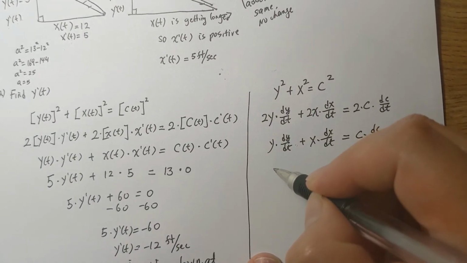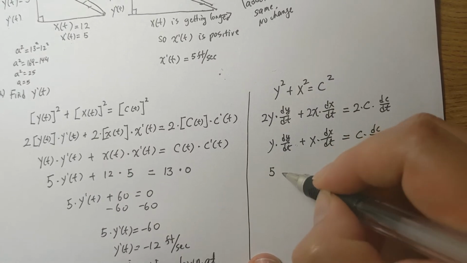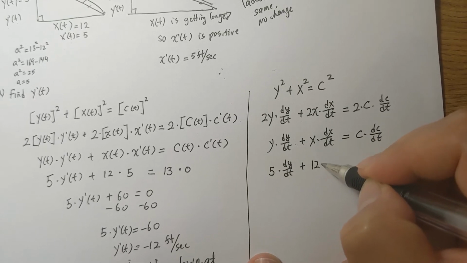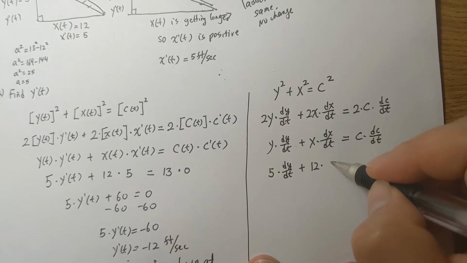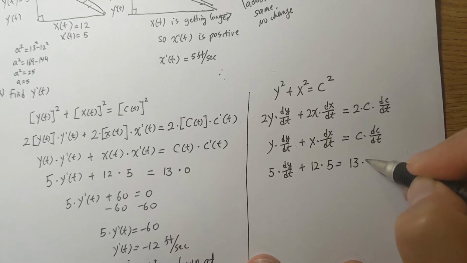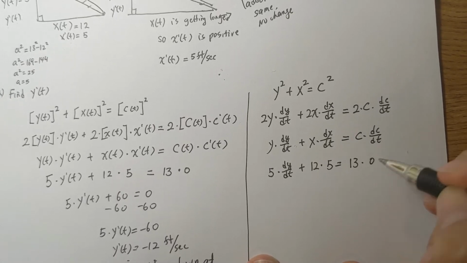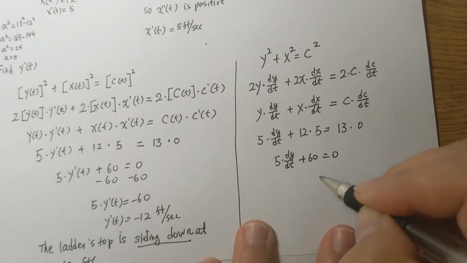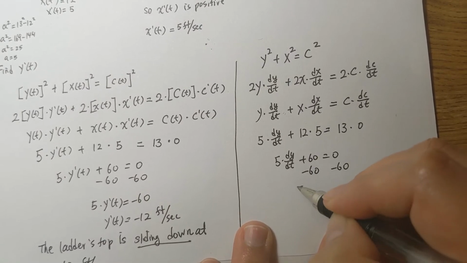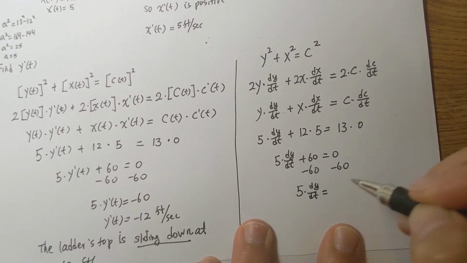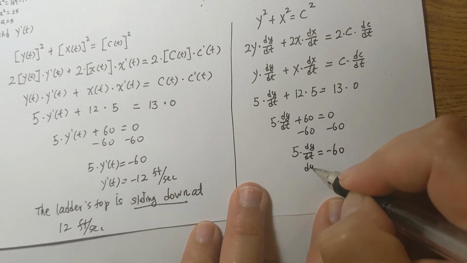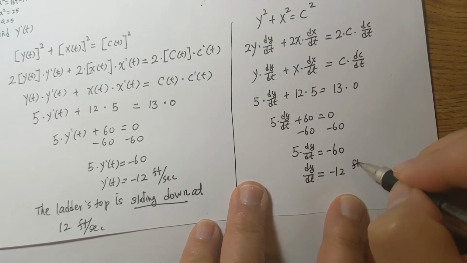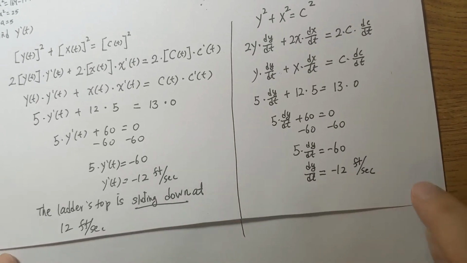So now we're going to do substitution. So we get 5 times dy/dt, and then x is 12, dx/dt is 5, and then c is 13, dc/dt is 0. So now we get 5 times dy/dt plus 60 equals 0, minus 60 on both sides. 5 times dy/dt equal to negative 60, and then dy/dt equal to negative 12. And this is one-dimensional, so it will be feet per second. So it's the same answer.